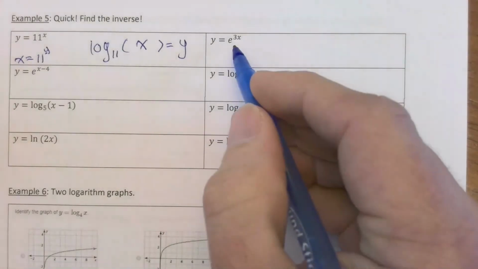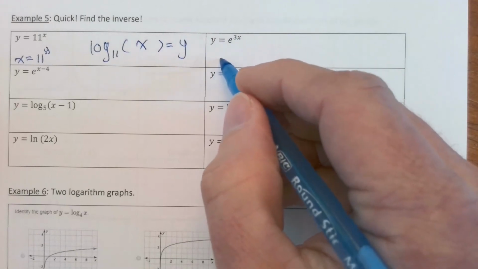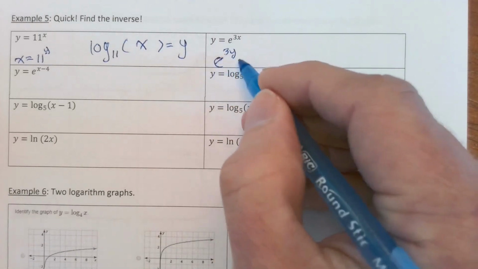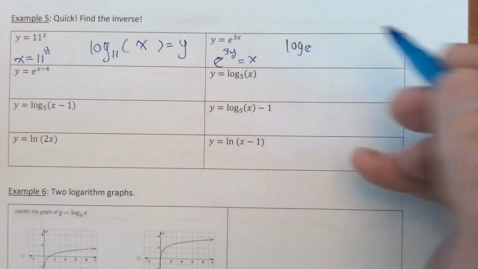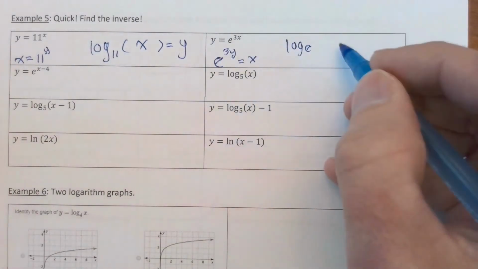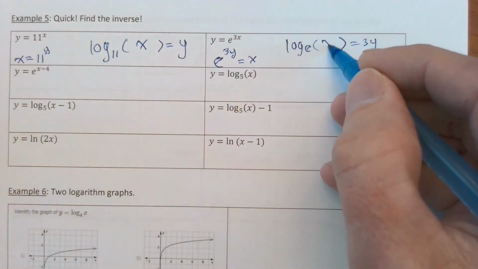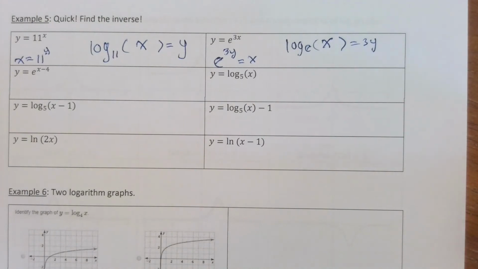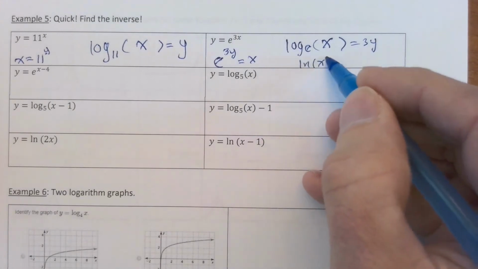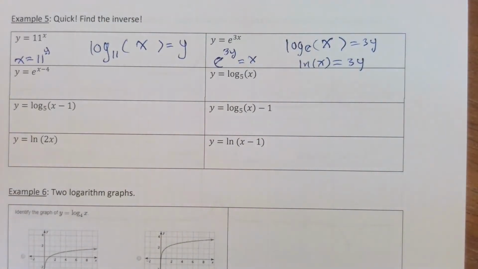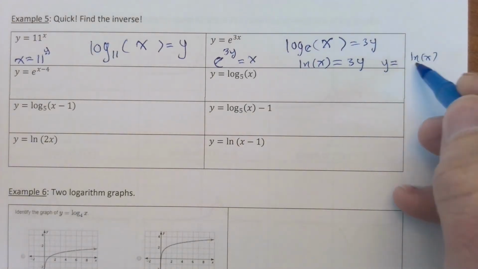Here's one that says e to the 3x. Okay, do the same thing. Trade places with an x and the y. So you write e to the 3y is equal to x. Now we have a base. It's base e. We have an exponent. That's the answer to the log. And then we have the argument inside the log, which is the answer or the value of the power. So we have base e log of x equals 3y. This, of course, is natural log of x. And then divide both sides by 3, and you're done. So you get y equals natural log of x over 3.